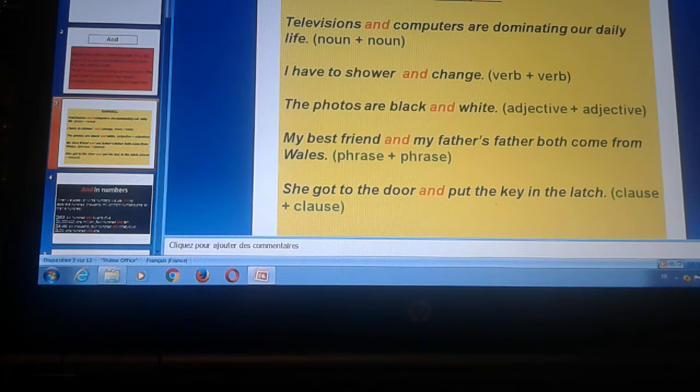And the last example: she got to the door and put the key in the latch. So here we have clause plus clause. Clause means that we have a subject plus verb plus an object or complement. So here we have two clauses linked by and.